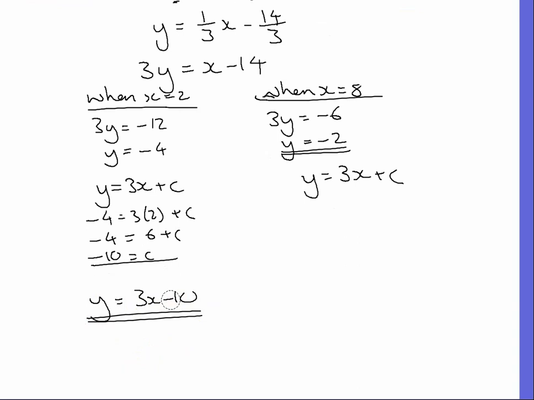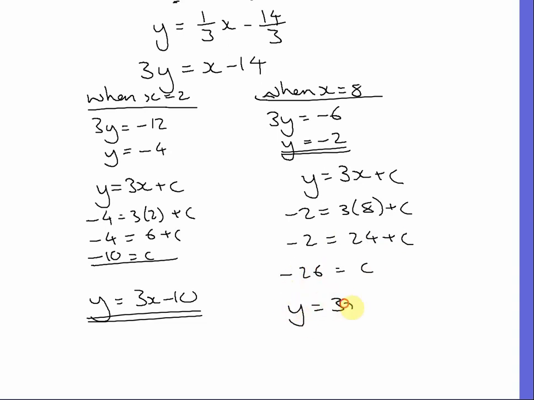Let's do this one as well. So minus 2 is 3 lots of 8 plus c. Minus 2 is 24 plus c. So c is minus 26. So wow, my sketch was really wrong.